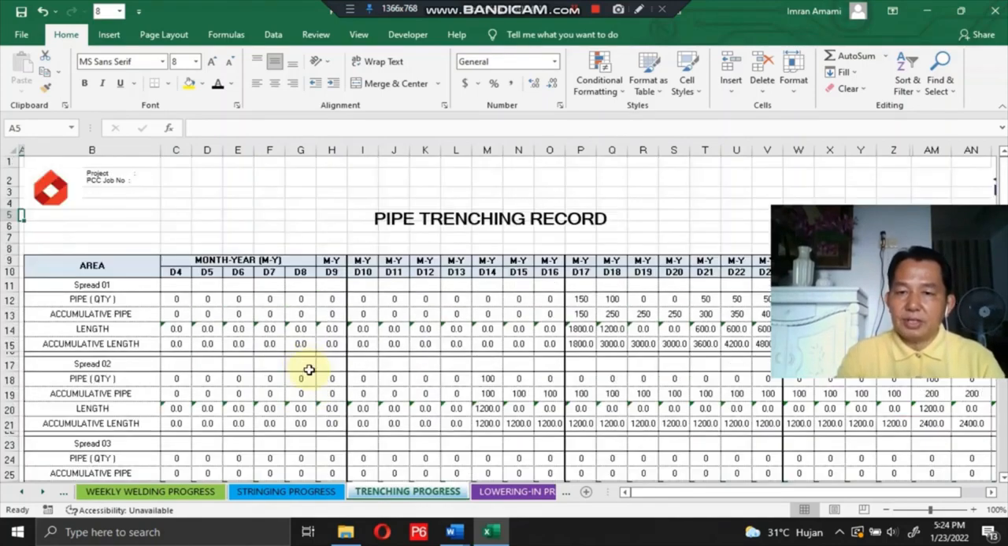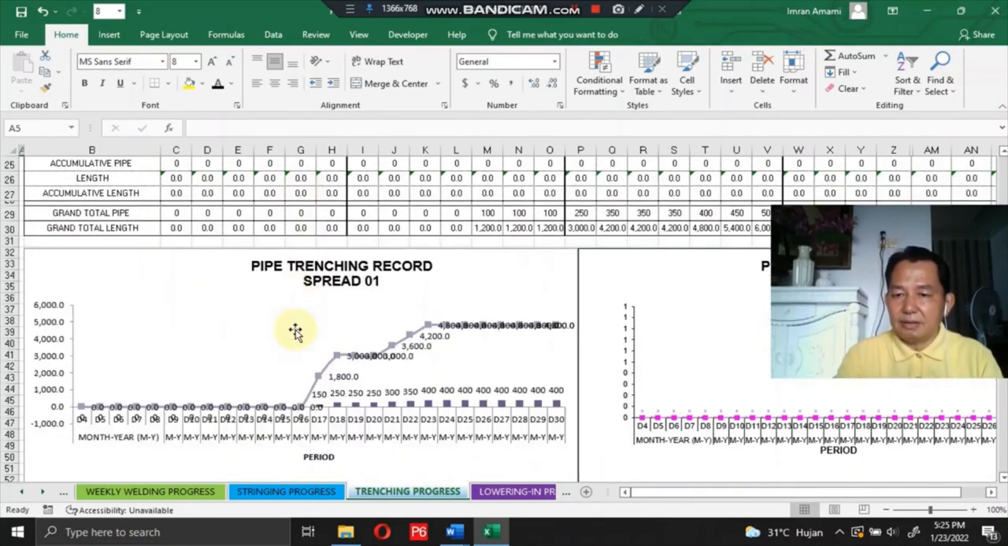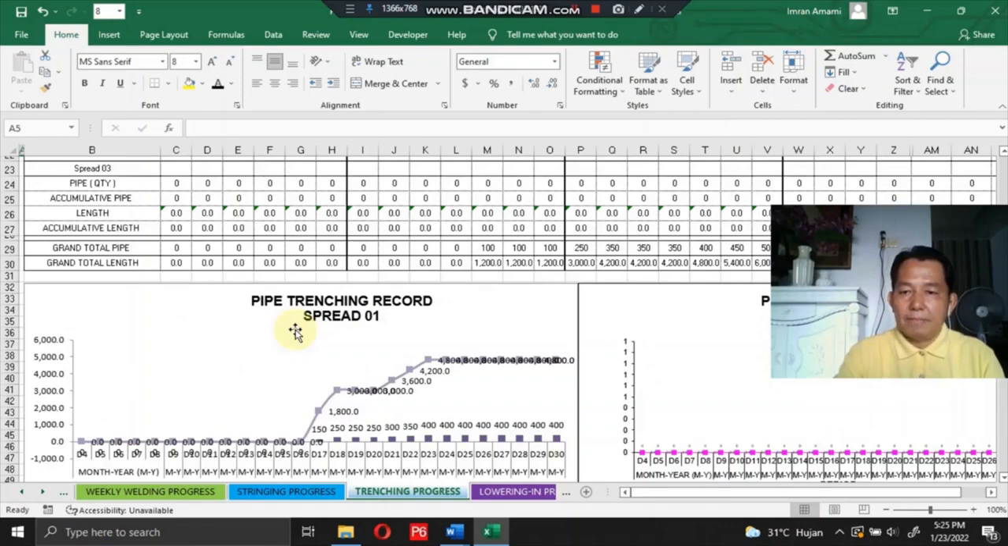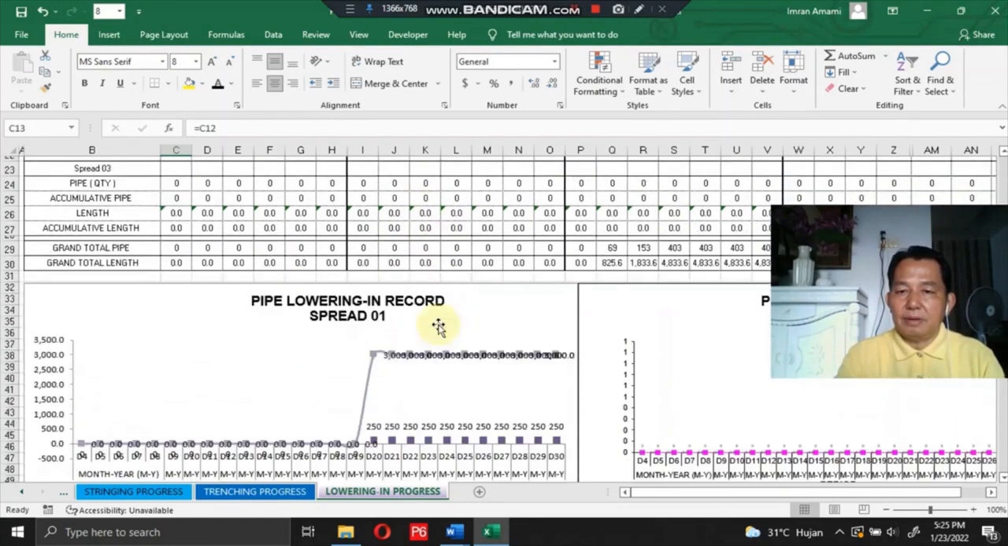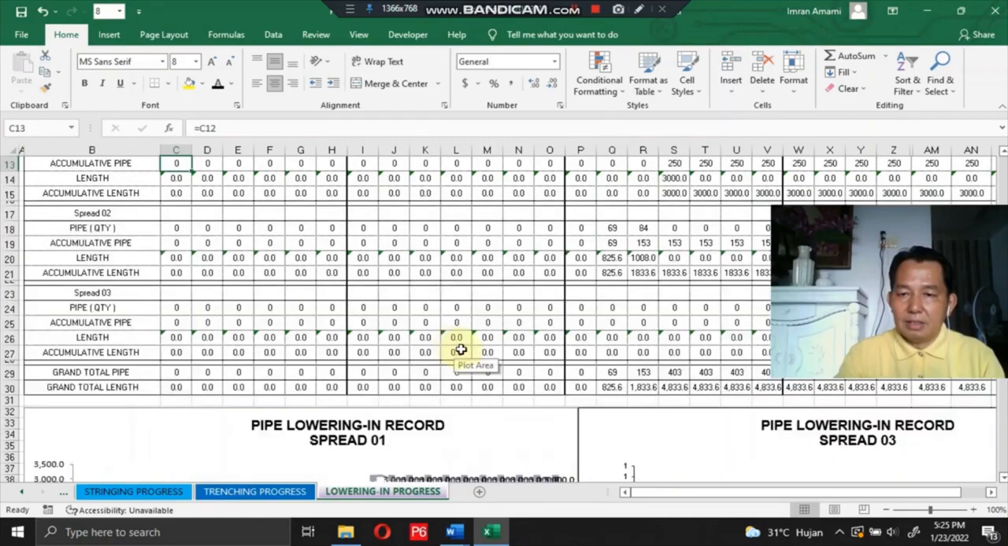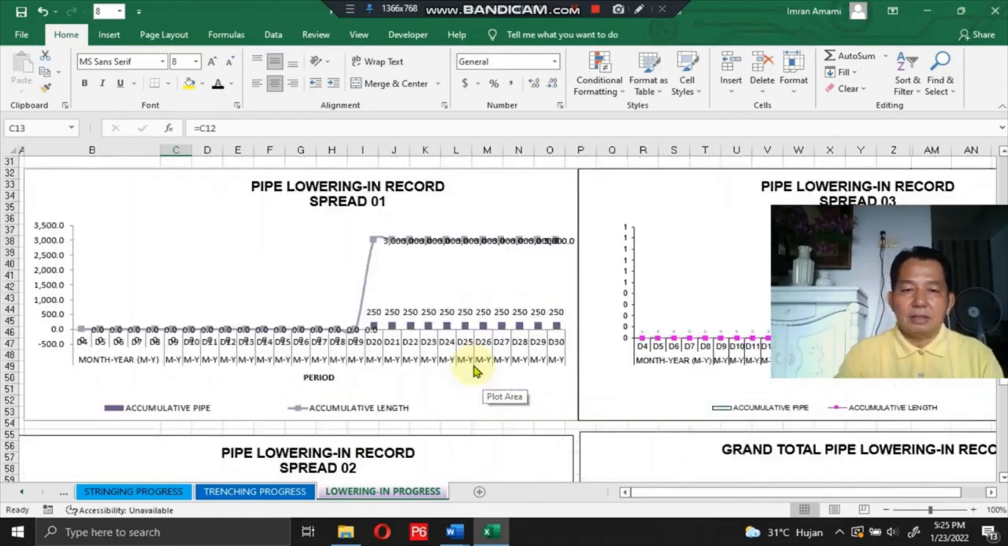Okay, so the other worksheet, pipe fencing records, for 1 month. This is complete, 1 month, but mentions day-for-day progress. So this is also like stringing progress. This pipe fencing record is equipped also with a curve. The last one, pipe lowering-in record, progress record breakdown. This is the same also, the pipe lowering-in record is equipped with its progress curve.